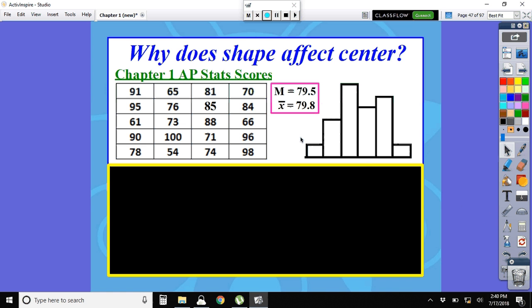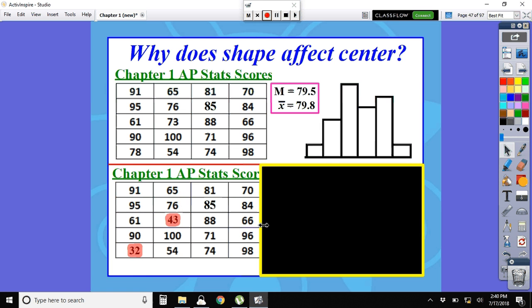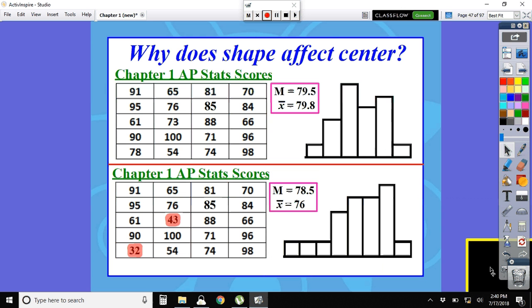But now what I want to show you is what happens if I just change two numbers out of these 20. So I'm going to change this 78 to a 32. I'm going to make that number a lot lower than what it was before. And I'm going to change this 73 to a 43. So everything else is exactly the same. I've only changed 2 out of 20 numbers. But I want to show you how much effect that has on the mean and the median.